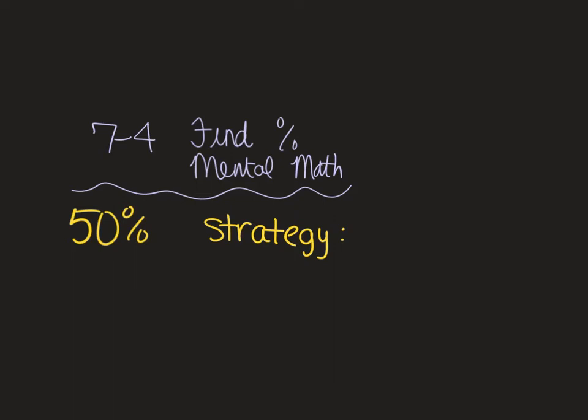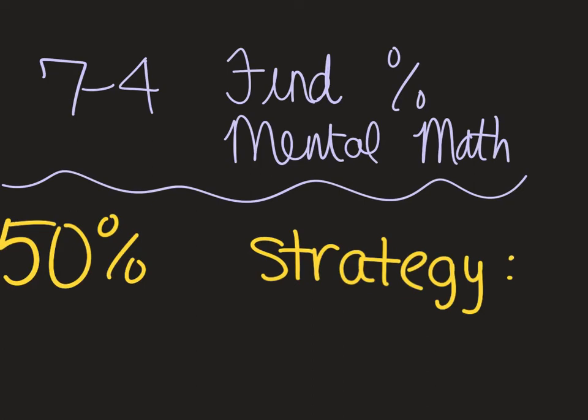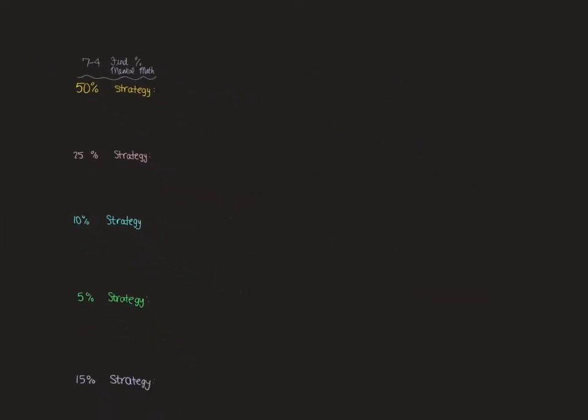Tonight's video is Chapter 7, Lesson 4. We're going to find percents of a number, and it's all going to be, guess what, mental math. Woo-woo! So here are all of the questions we're going to do. We're going to do 50%, 25%, 10%, 15%, 5%, and each of them has a fabulous strategy.